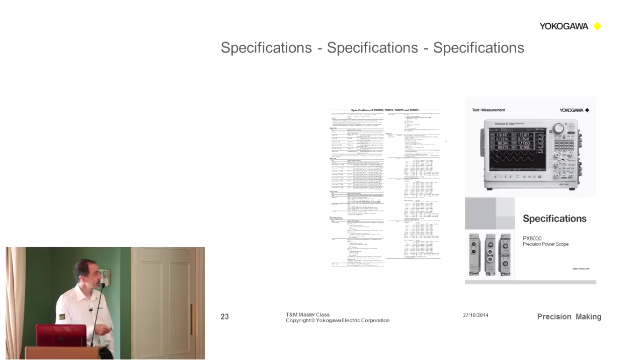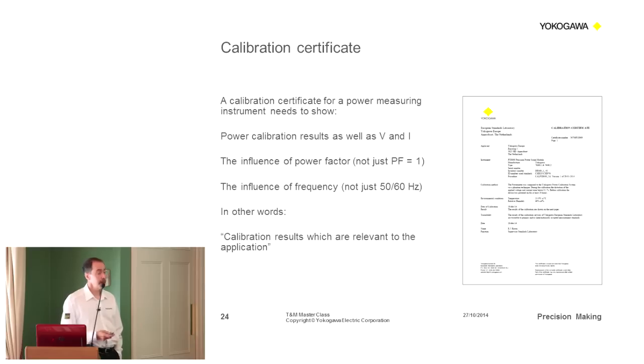And specifications, everything is specified. So the specifications for this instrument is 6 pages long, essentially, to be able to give you the ability to work out what the actual error is for your power measurement. How do you prove that? Well, that's by calibration. So as I mentioned, there is a difficulty in this subject.